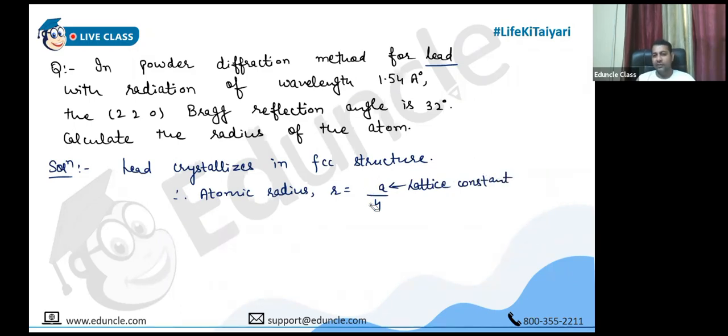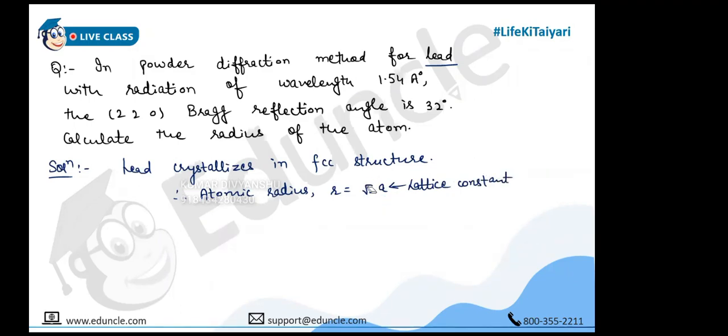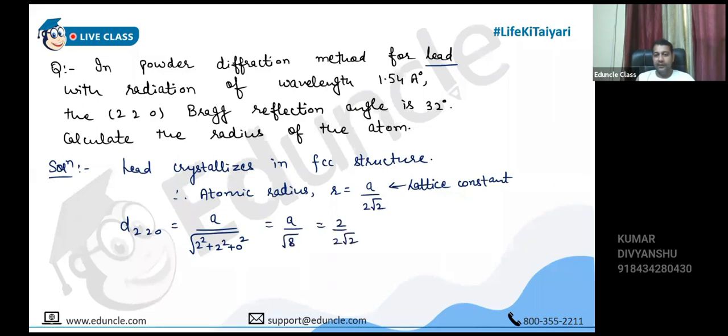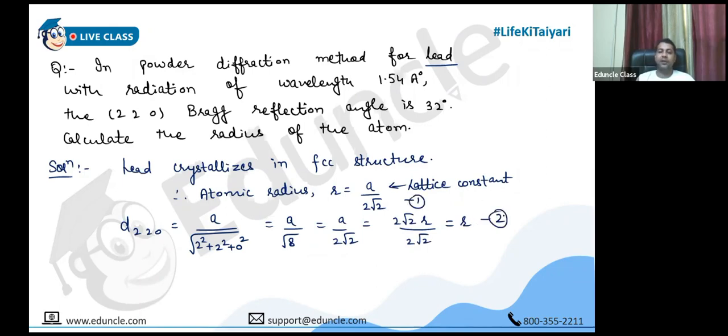There is something wrong. This was for BCC. It should be a by 2 root 2. Right, sir. So R is a by 2 root 2. Now, let us calculate d220. Can I substitute for a over here? a is 2 root 2 R. So you can see we are getting d220 equal to R. Let it be number 1, this be number 2.